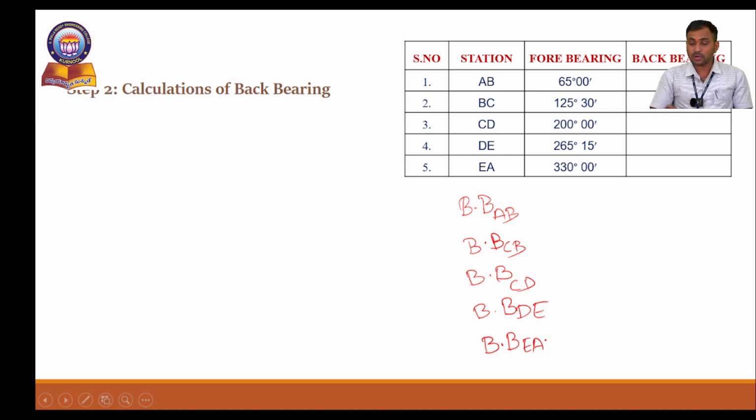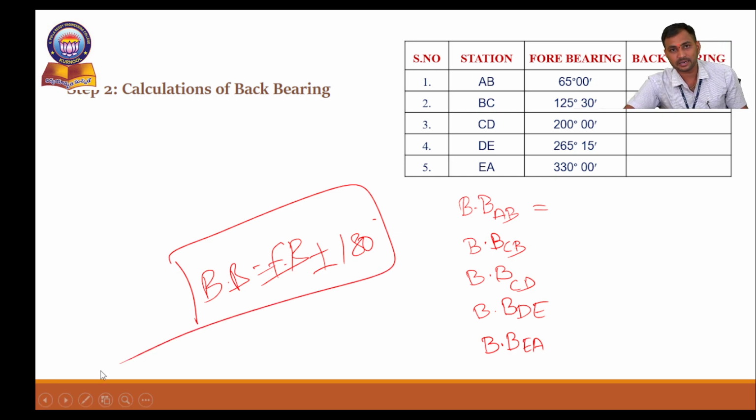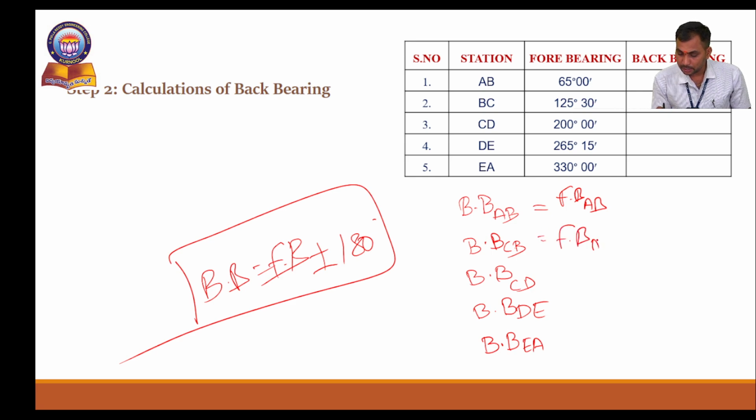Okay, right. So what is the formula we have to apply? Back bearing equals fore bearing plus or minus 180 degrees. This is the basic formula. Now we are going to calculate the back bearing for AB, so fore bearing of AB. Next fore bearing of BC. Next fore bearing of CD. Fore bearing of DE and finally fore bearing of EA.